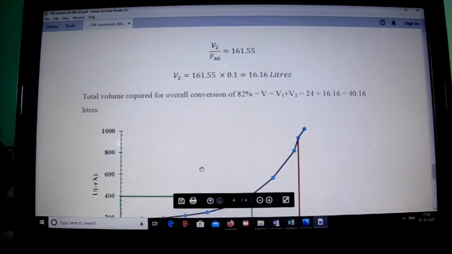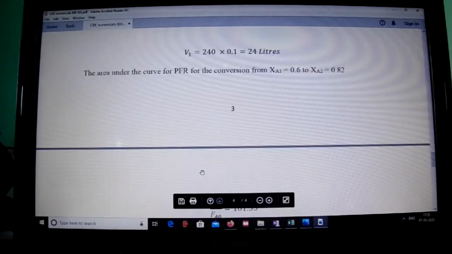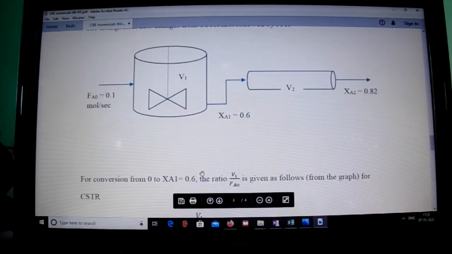And with this, I'm sure it's clear in your mind how I have solved the problem. And now it's up to you to solve it and understand it.